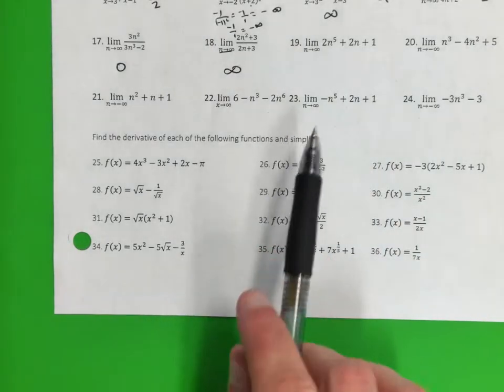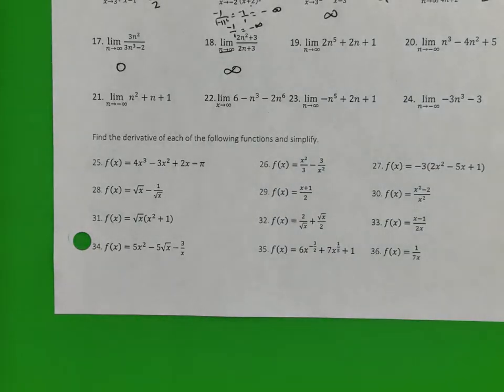Okay, when you have polynomials like 19 through 24, you need to do what with them? Sketch the end behavior, don't you? So I need you to do that right now for those 5.